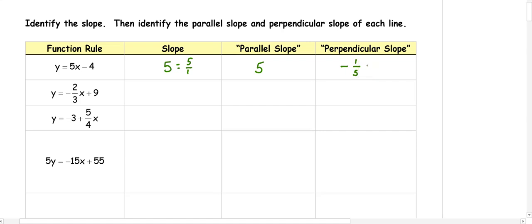In the next one, y = -2/3 x + 9. So our slope is negative 2/3. Our parallel slope is also negative 2/3. So for the perpendicular, it was negative, so it now becomes positive. And I'm going to flip that fraction to become 3 over 2. In the next equation, the slope in front of the x is 5/4. Remember, we always want the number in front of that x. So 5/4. For my perpendicular slope, I need the opposite sign, which means it's negative, and take the reciprocal, so I flip that fraction to become negative 4/5.